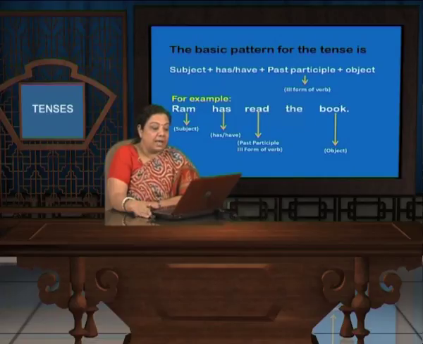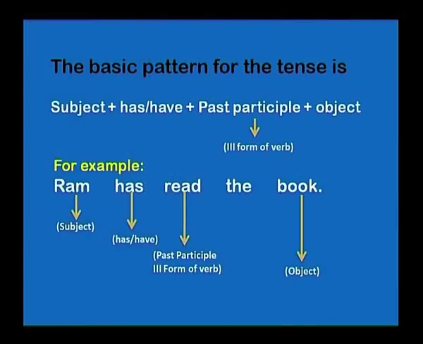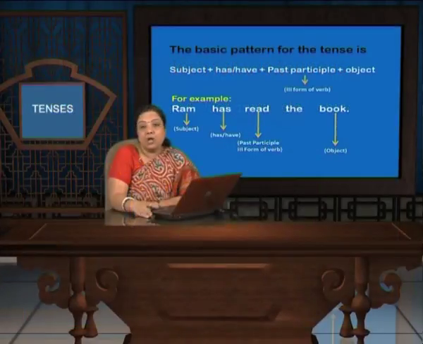So, we have an example here. Ram has read the book. Ram is subject here. Has shows the perfect, has or have. Read the book, read is the third form of verb, shows the past participle, and the book of course is object here.